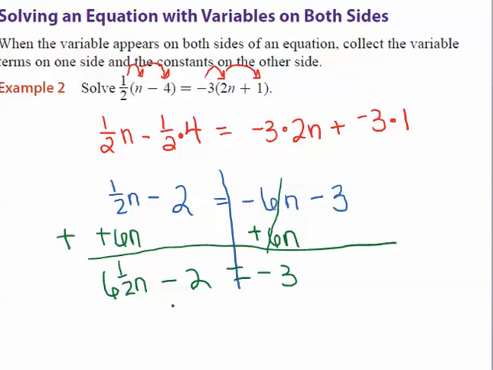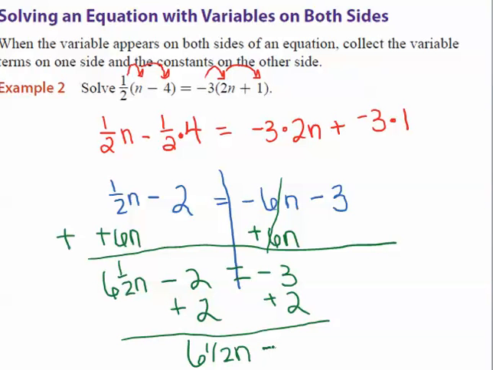So then what? Well, now we're going to get the numbers together. Get letters on one side, numbers on the other. Letters on one side, numbers on the other. So now that our letters are together, we've got to work on our numbers. 6 and 1/2 n equals negative 1.